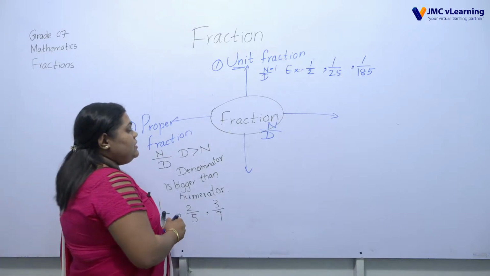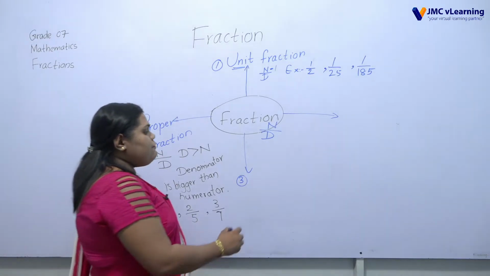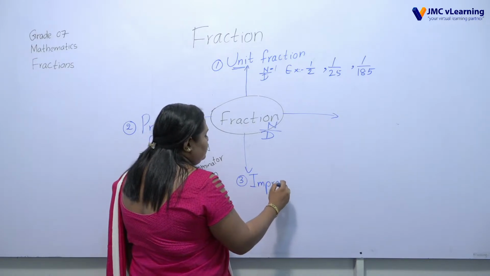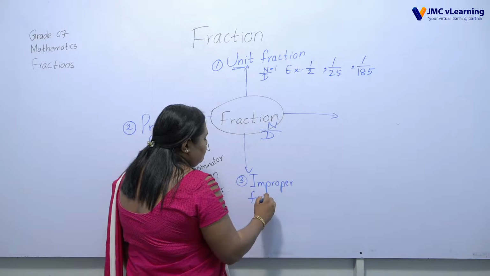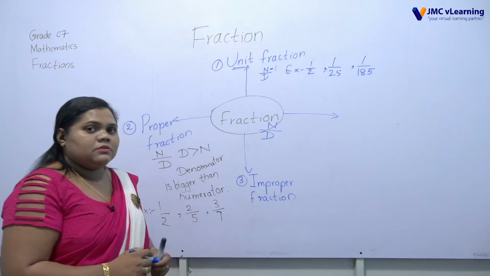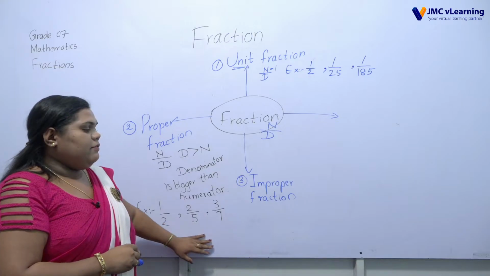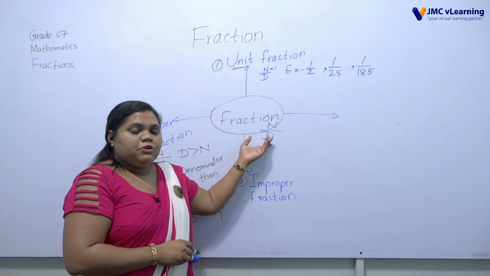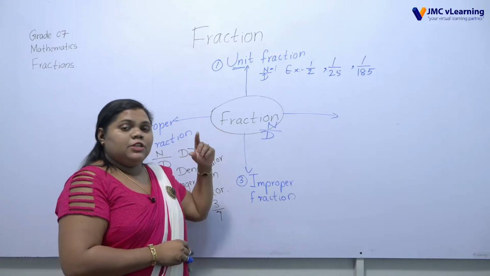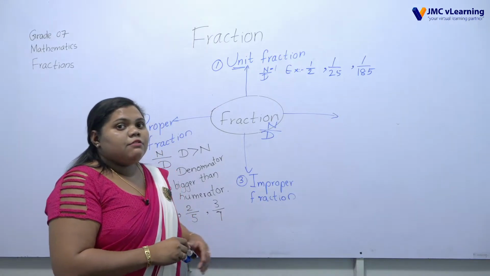Now I am going to teach you about the third type. What is the third one? Improper fraction. Proper, after improper. We are going to talk about improper fraction. Now tell me, how can we find the improper fraction? Improper fraction, when we talk about the denominator and numerator, this numerator is bigger than the denominator. If the numerator is bigger than the denominator, we can call that one an improper fraction.